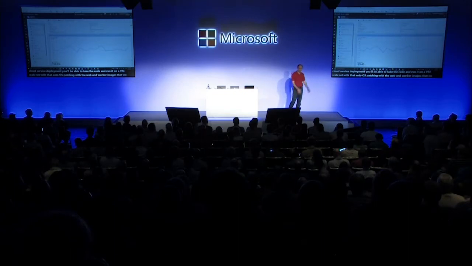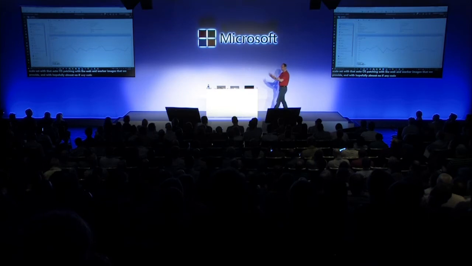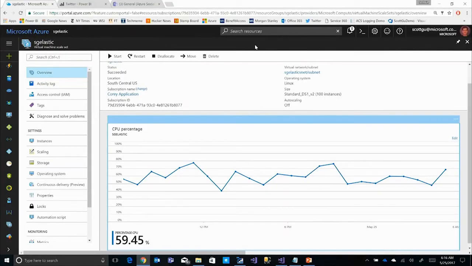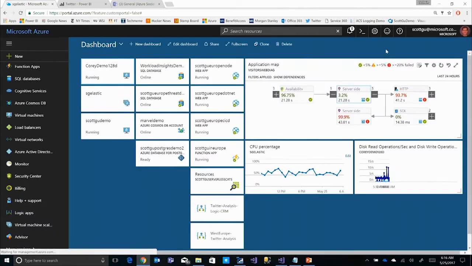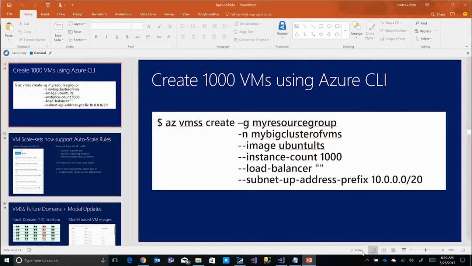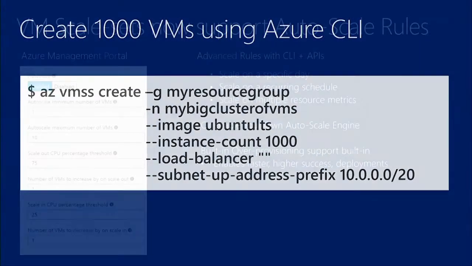So if you do have an existing cloud service deployment, you'll be able to take the code and run it on a VM scale set with that auto OS patching, with the web and worker images that we provide, and with hopefully almost no, if any, code changes required, you can actually run on top of a VM scale set your existing cloud service capability and take advantage of all these additional services in addition to the ones you already have. So it's a little bit about VM scale sets.